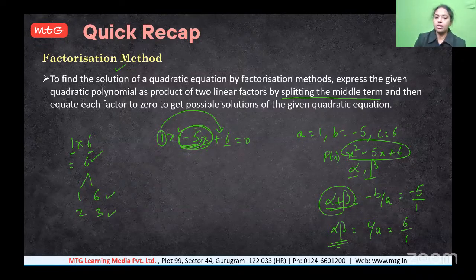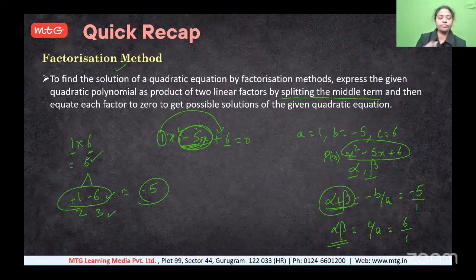That is the question. So 1 and 6 if you take, now suppose I take this as +1 and -6, it becomes -5. Very good. But is the product of both 6? No. So I can't choose this.